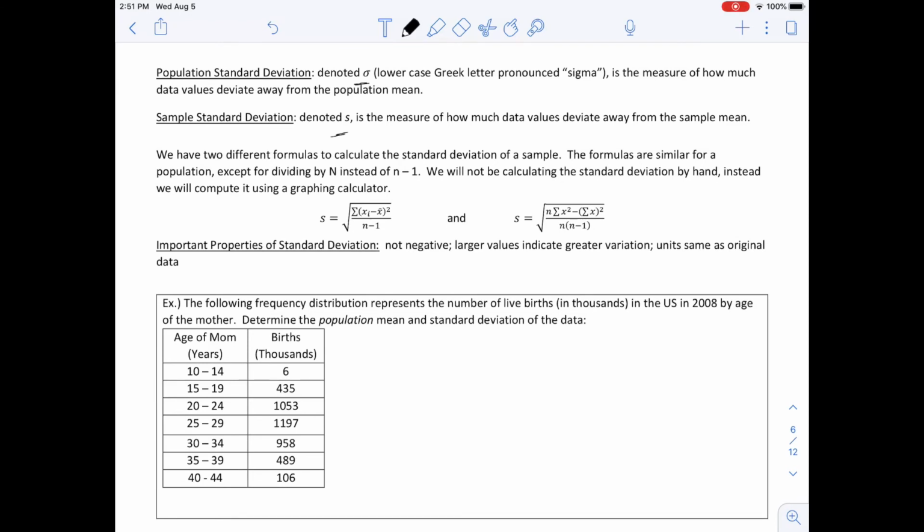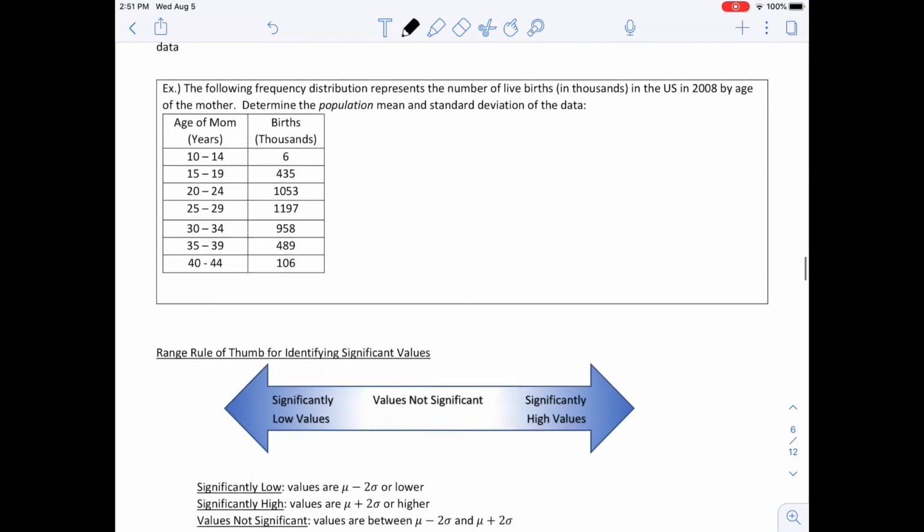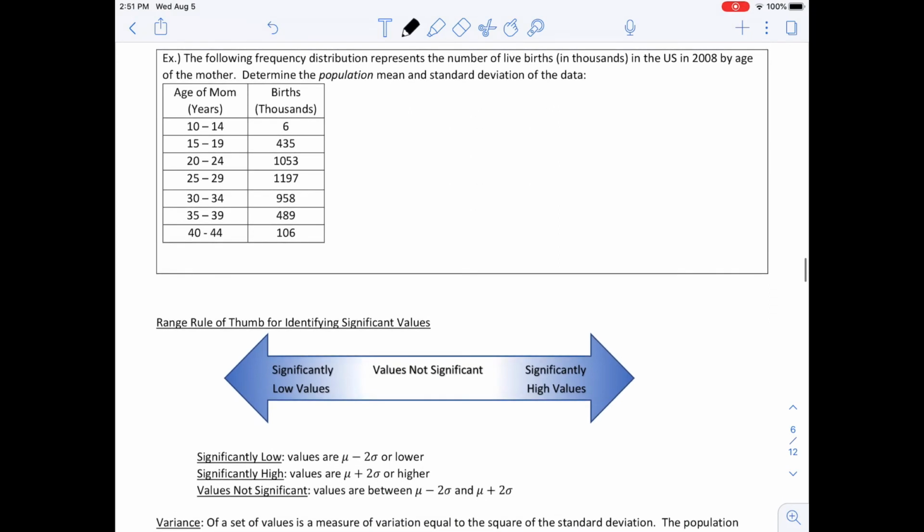We have two different formulas to calculate the standard deviation of a sample. The formulas are similar for a population except for dividing by capital N instead of n-1. We will not be calculating the standard deviation by hand. Instead, we'll be computing it by using the graphing calculator. Important properties about standard deviation: it's not negative. Larger values indicate greater variation. The units are the same as the original data.